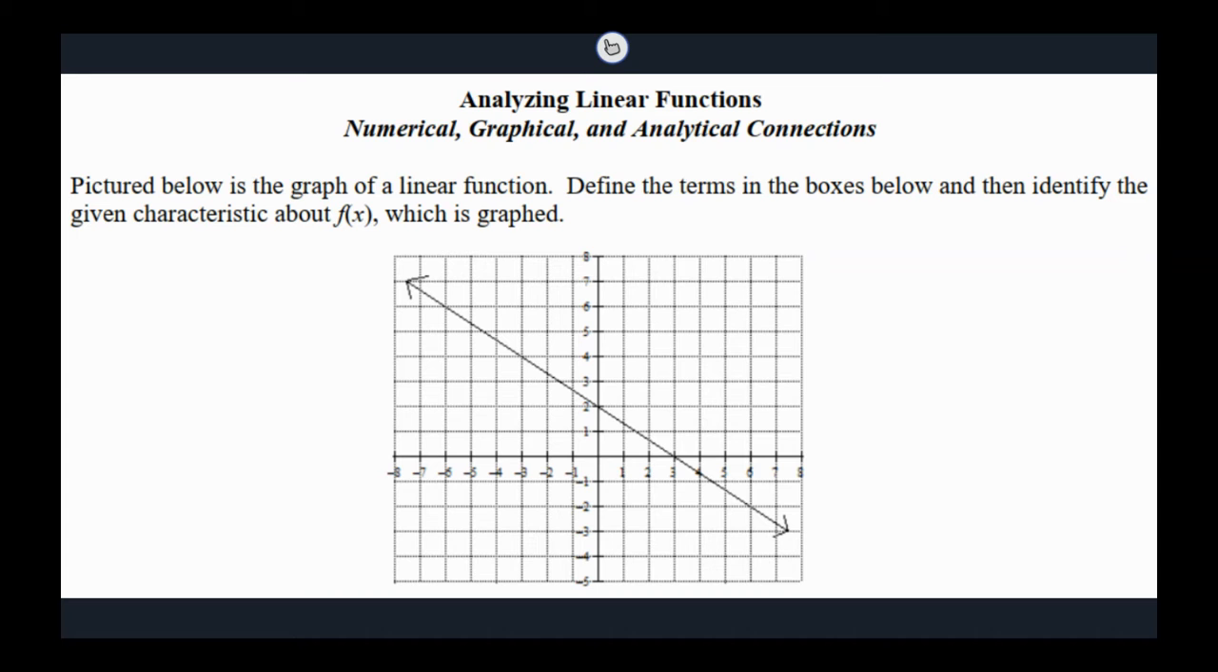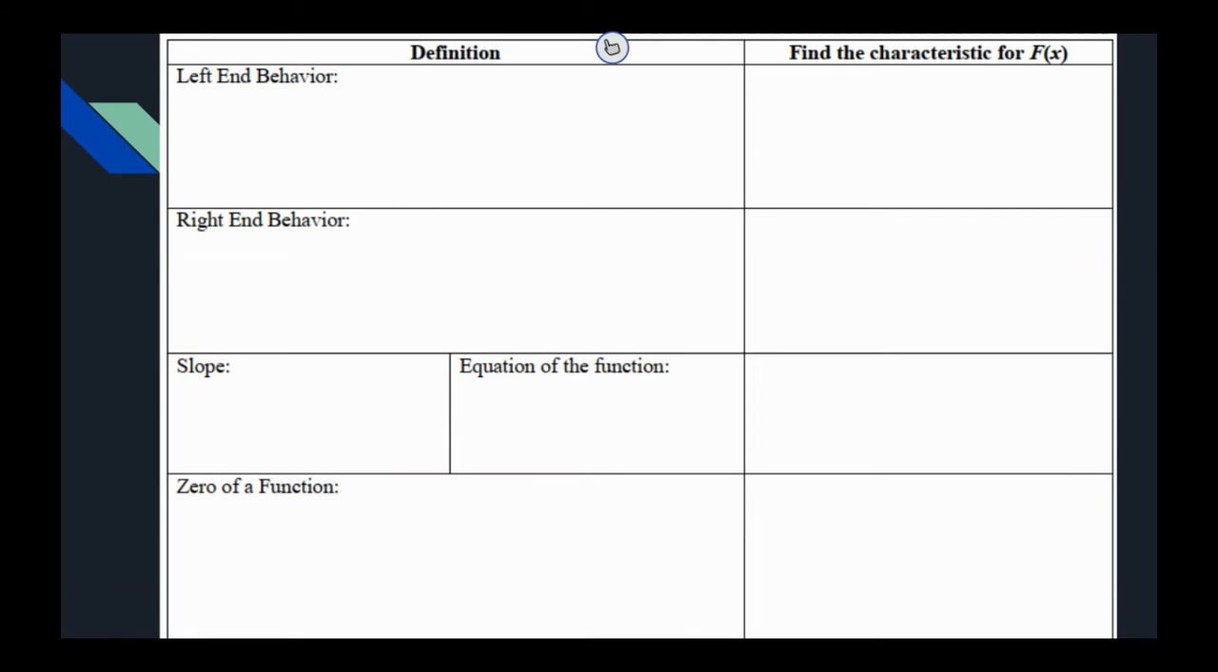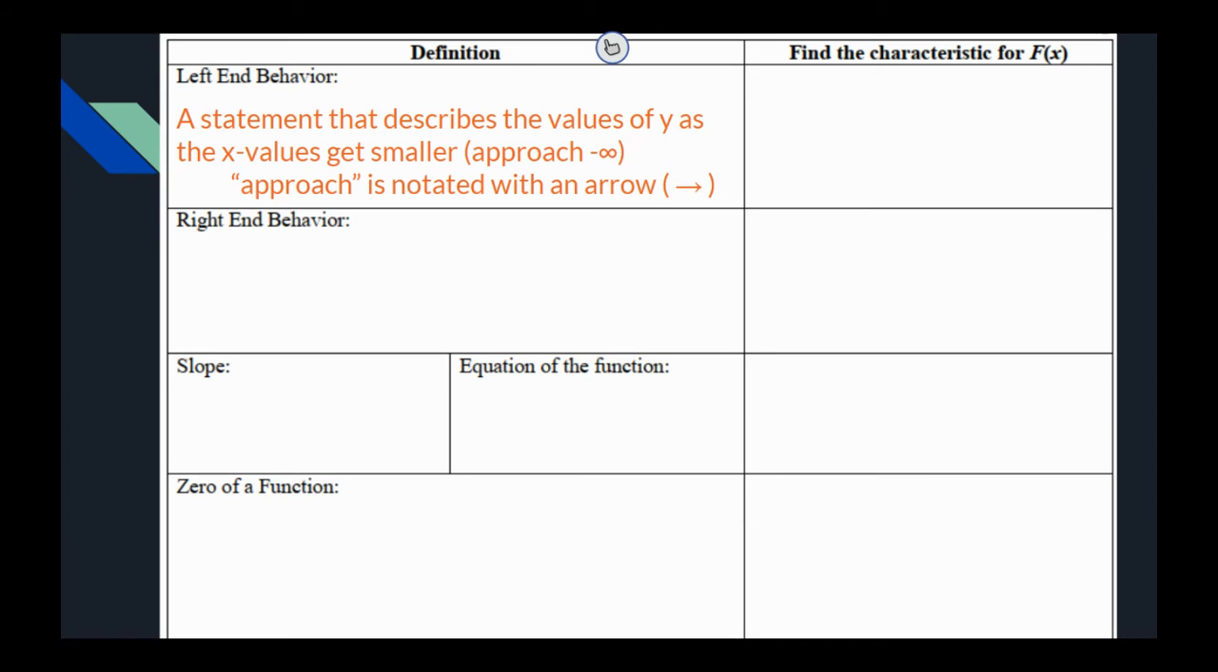Okay, so we have a line, which is a graph. Awesome. So then we have all these new terms. Actually, only 2 of them are new. End behavior, have you done end behavior before? Probably not. So the left end behavior is a statement that describes the values of y as the x values get smaller. So you're talking about the left-hand side of your graph. The end behavior is describing the values of y as your x values get smaller.